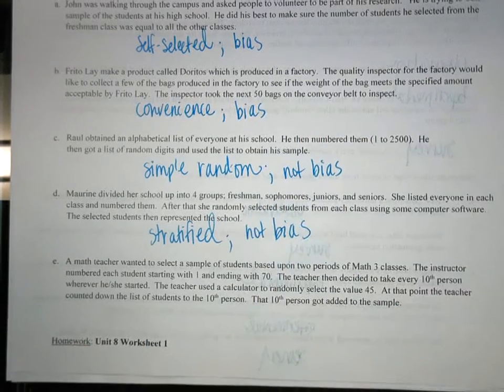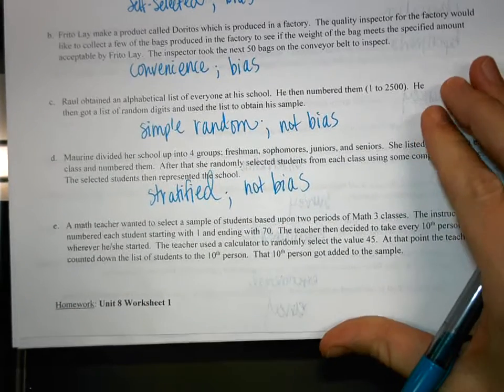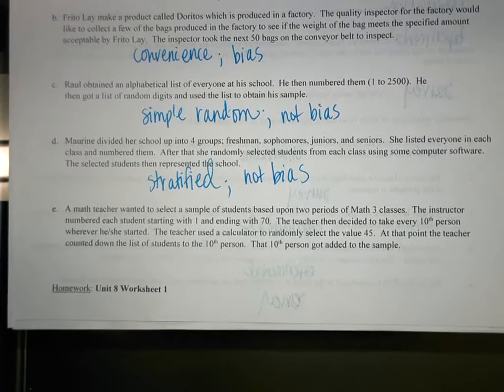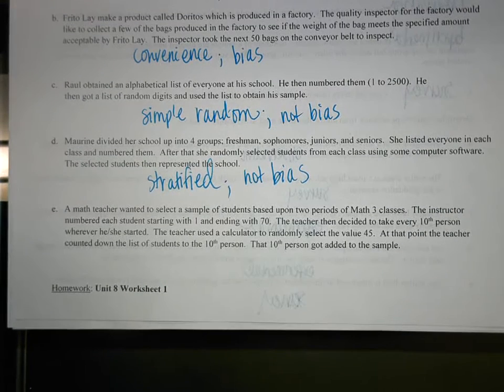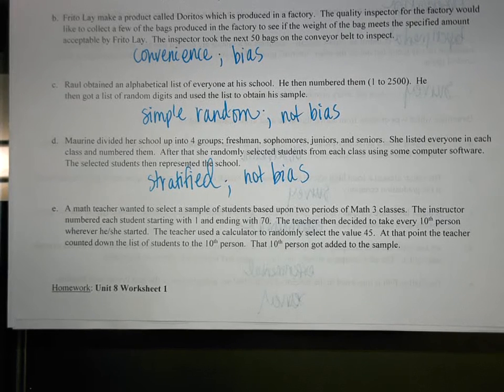Okay, and the last one. A math teacher wanted to select a sample of students based upon 2 periods of Math 3 classes. The instructor numbered each student starting with 1 and ending with 70. The teacher then decided to take every 10th person wherever he or she started. The teacher used a calculator to randomly select the value 45. At that point, the teacher counted down the list of students to the 10th person, and then the 10th person got added to the sample.